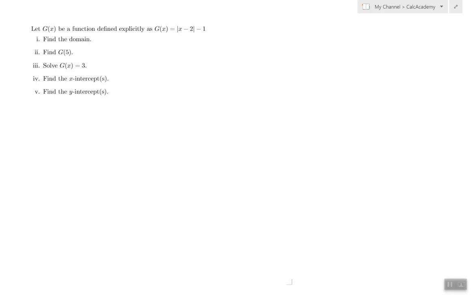In this video I'm going to show you how to answer certain questions about a function that is given by a formula. So here we have a function g of x that is an absolute value function, and to find the domain of this function we simply have to consider all the constraints. Since absolute value as an operation doesn't have any constraints, we may conclude that the domain of g of x is the entire number line.